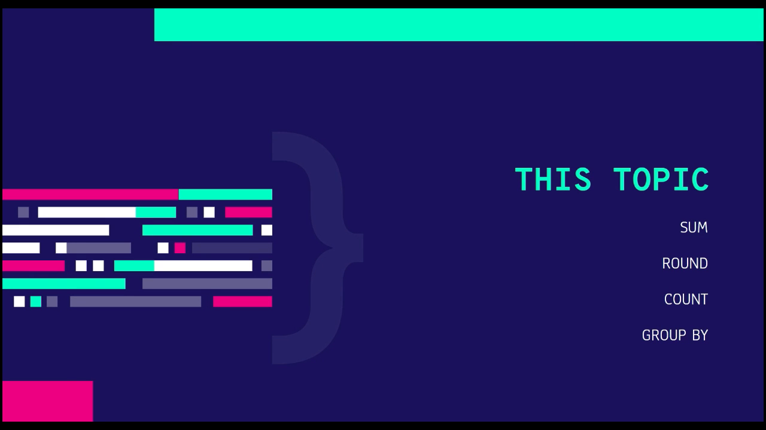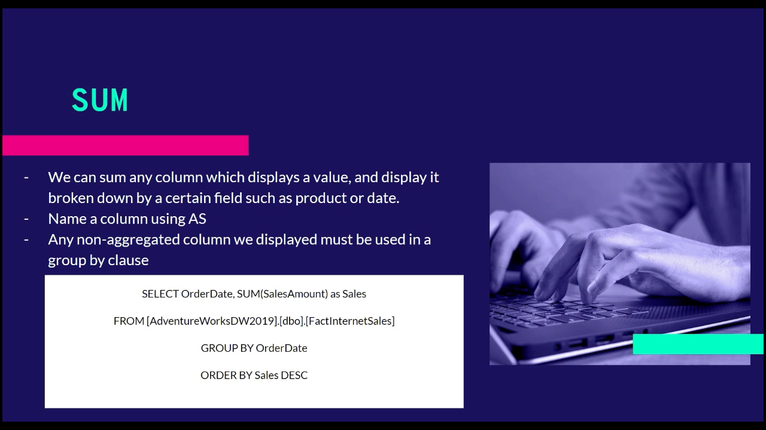So in this section, we will look at sum, round, count, and group by. Let's look at sum first. In this example, you can see it calculates the sum of all sales broken down by day. I have also named the column sales by adding an as after the calculation and the new column name. You will notice the group by function after the table name in the query. This must be used for any non-aggregate column you are displaying in the output. Let's run this query in SQL Server Management Studio and order it by the highest sales.